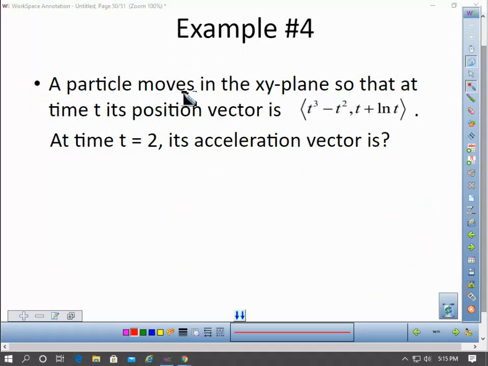So now, a particle moves in the xy plane so that at time t, its position vector is this. So this is our position vector this time. At time t equal 2, what's its acceleration vector? Well, we know how to do that.